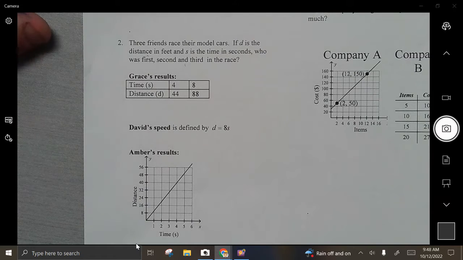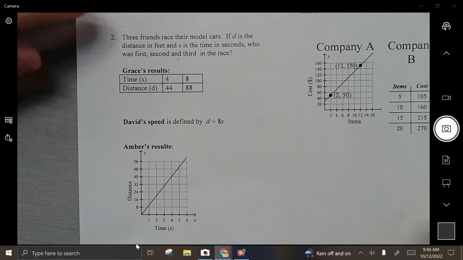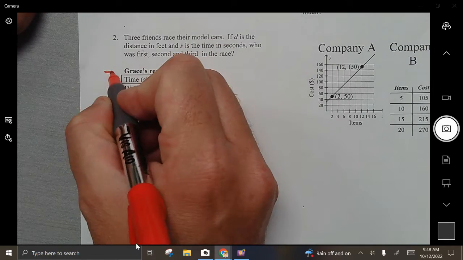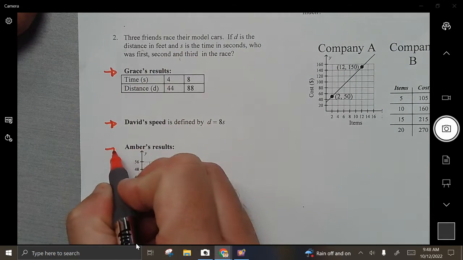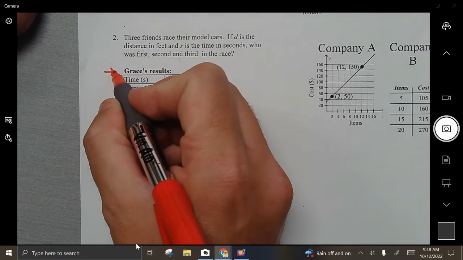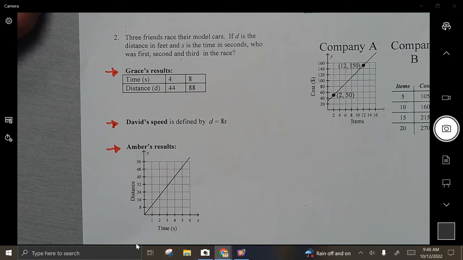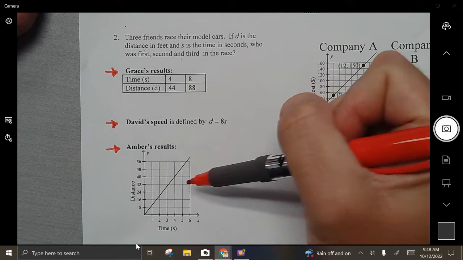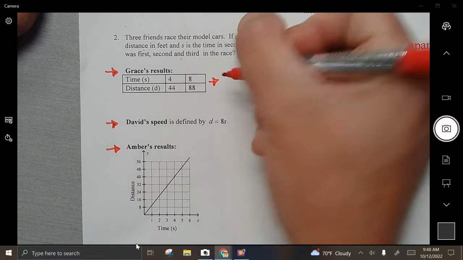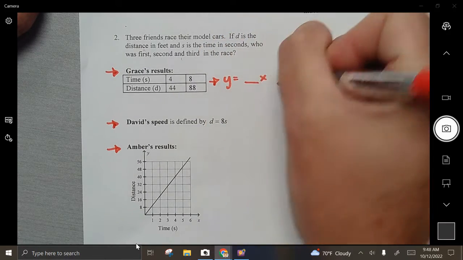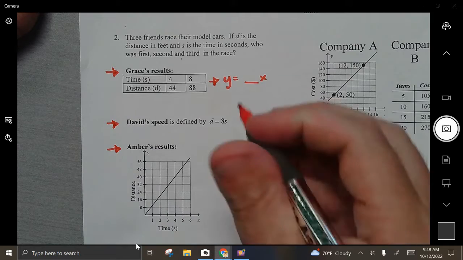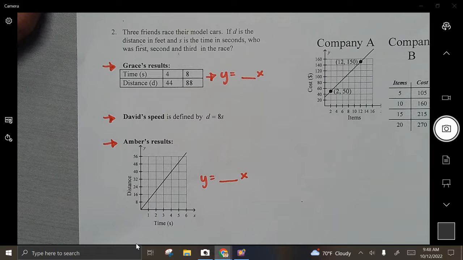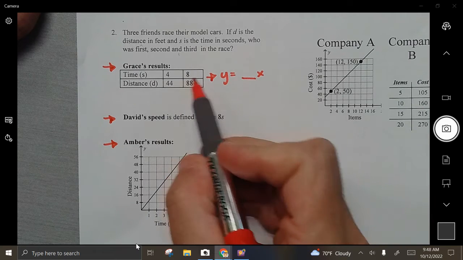This is a great problem. Number 2 is awesome. This is what SBAC and high school placement tests are going to look like. Pay attention. For Grace's results, for David's results, and for Amber's results. The whole theme of 8th grade, especially this unit for the 8th graders, is understanding a table, an equation, and a graph. Now, can you turn this table into an equation? And can you turn the graph into an equation?